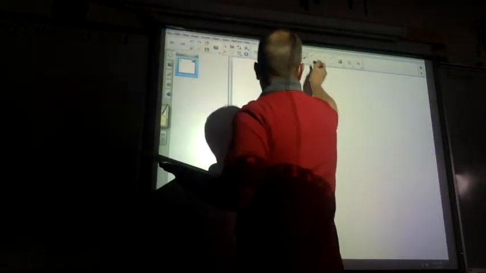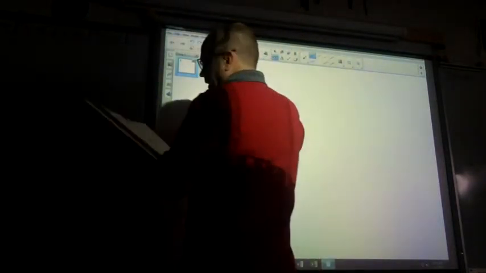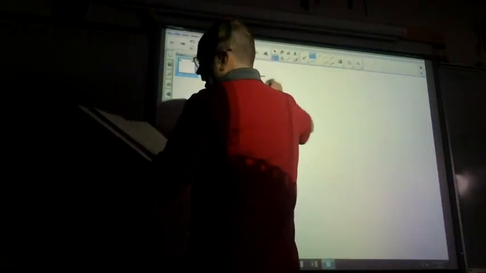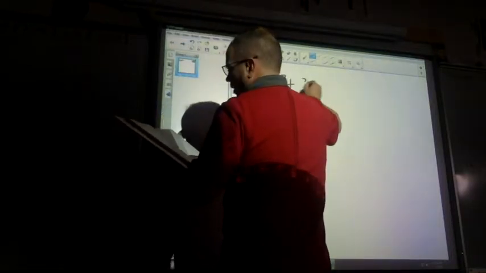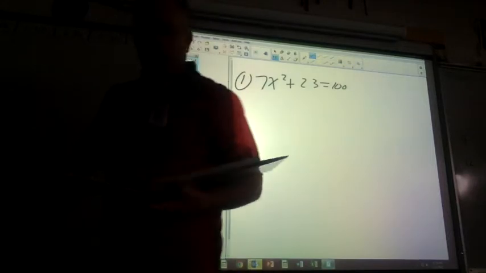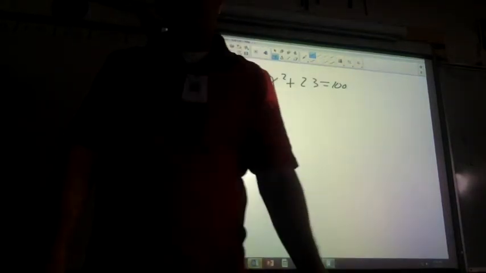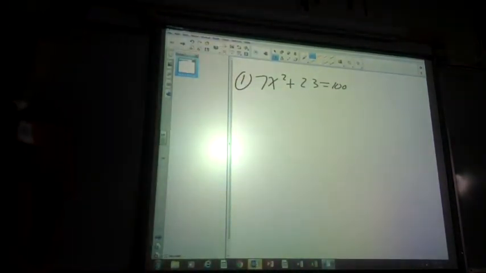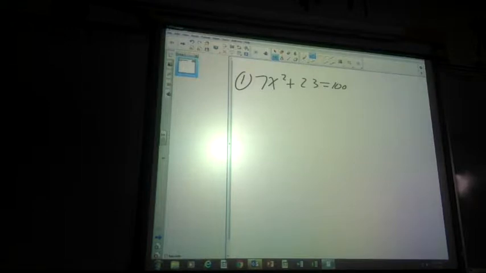All right, let's run through these. Problem number 1, we have 7x squared plus 23 is equal to 100. Everyone feel comfortable that we're missing the b term? Does that make sense? Yeah. So we could try to use the quadratic formula on this as long as I made it equal to 0, right? Or I could probably go about doing this.